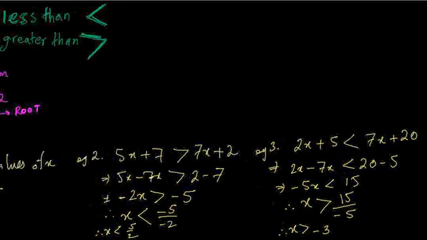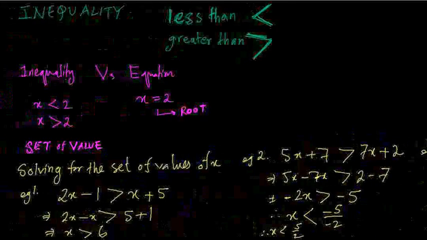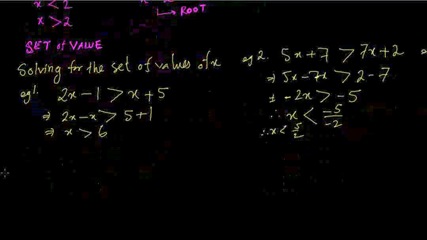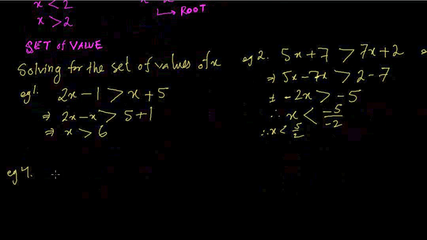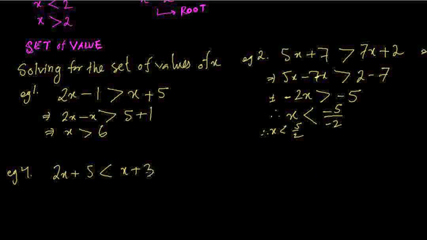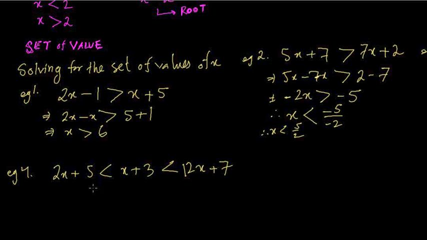Now, when we talk about solving, there is one thing we have to be familiar with, which is how they give the question. Now there is another question. Let me write 2x plus 5 less than x plus 3 less than 12x plus 7. This looks very strange. When you have a question given like this, it means you take the first two as one inequality and the second two as another inequality. So let me write it out like this.